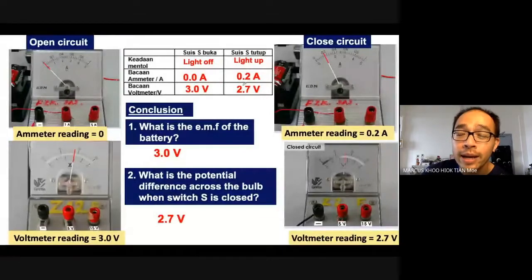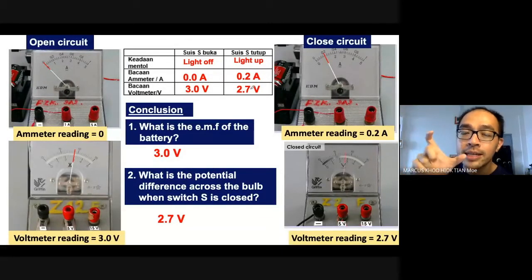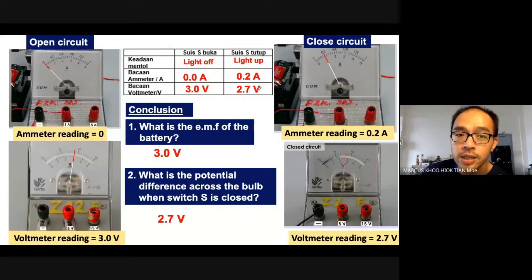Okay, and so we find that when there is current flow, the voltmeter reading, the energy inside the battery, has reduced. So the E.M.F is the total amount of energy when there is no current flow. Okay, itu adalah fahaman biasa-biasa.